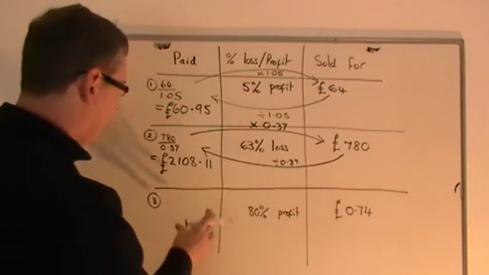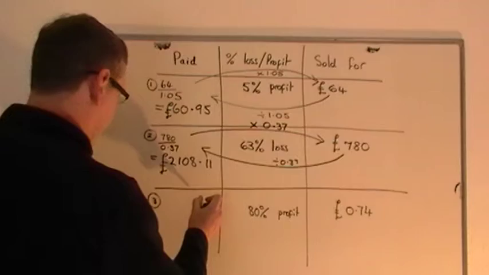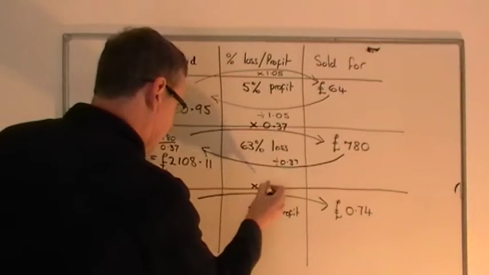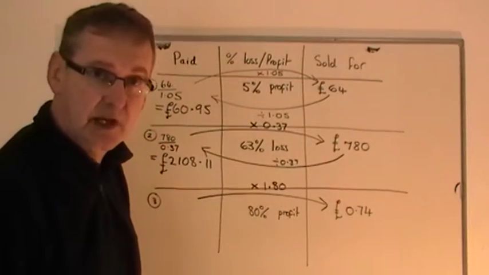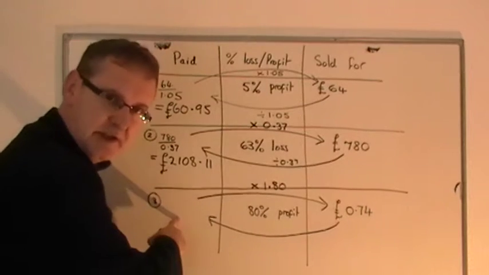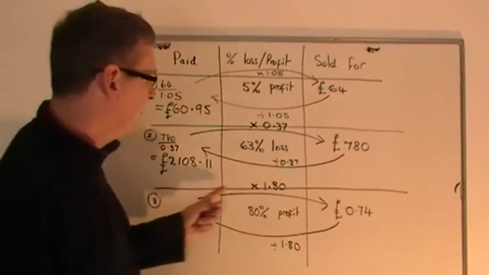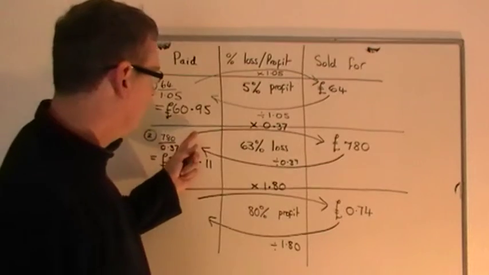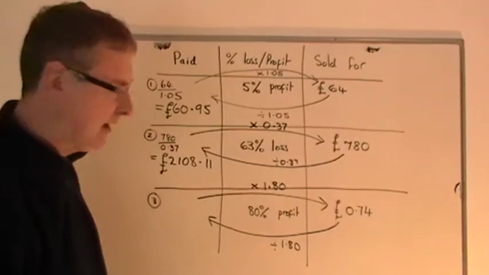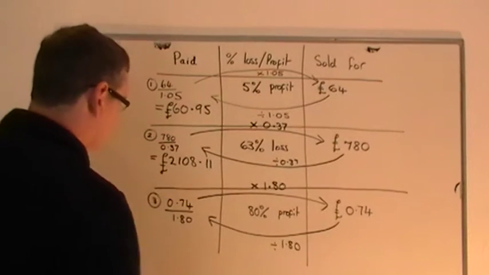Okay, last one. This is an 80% profit. An amount of money, 80% profit, and I'm selling it for 74p. Okay, so if I take an amount of money and I have an 80% profit, I increase it by 80%, which means I must have multiplied it by 1.80, or 1.8 if you like. So if I want to go backwards and find out what this price was in the first place, then I don't times by 1.80, I divide by 1.80. Remember, 63% loss, I don't times by 1.63, I times by 0.37 to give a loss of 63%. So I need to take the 0.74 and I need to divide it by 1.80 or 1.8.